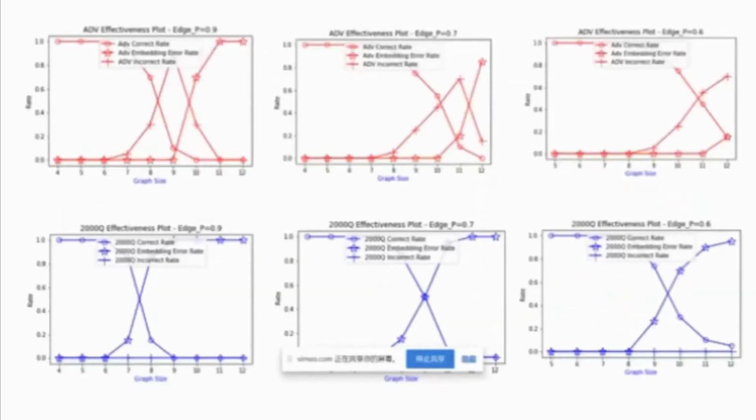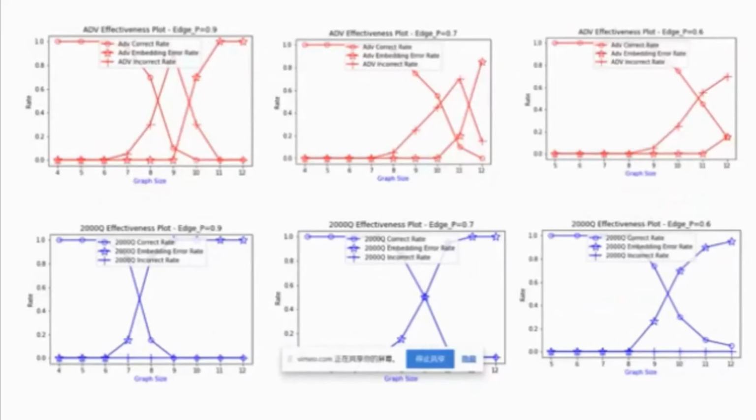To be more specific, we can tell that for probability equal to 0.9, performance of both Advantage system and 2000Q starts to degrade at graph size 6. 2000Q starts to report embedding errors when the graph size reaches 7, but Advantage system does so when the graph size reaches 9. In between graph size 6 and 9, Advantage system is able to reach a solution that is not guaranteed to be optimal. 2000Q completely failed to embed problems at graph size 9, but Advantage system fails at graph size 11.